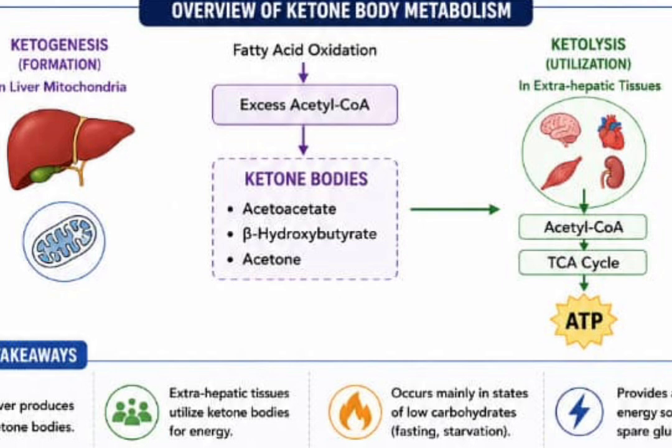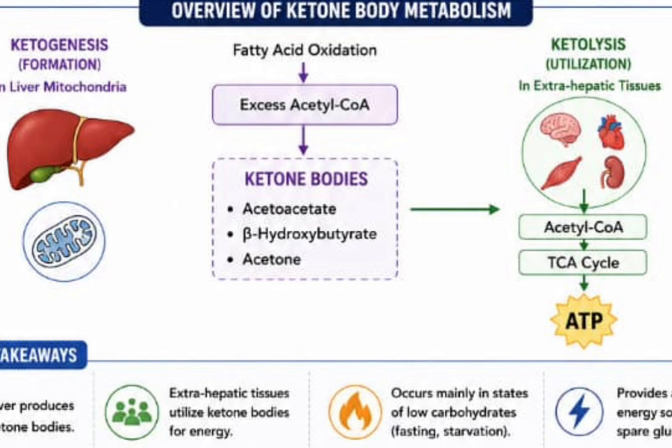Ketogenesis occurs in the mitochondria of the liver as a major site, and also in the adrenal cortex as a minor site. Ketolysis occurs in extrahepatic tissue. Are you getting now? That is when the body utilizes the ketone bodies homeostatically to produce ATP. And again, how do ketone bodies form?